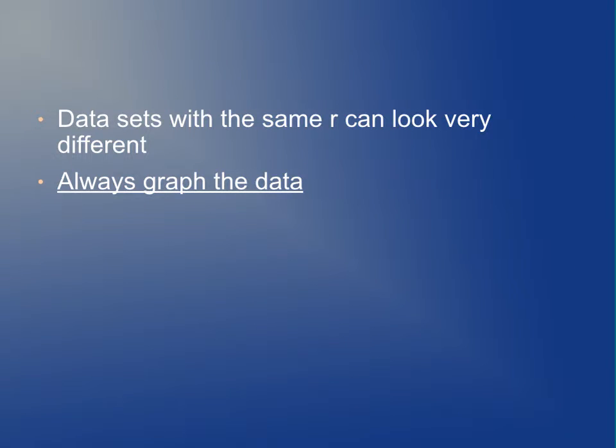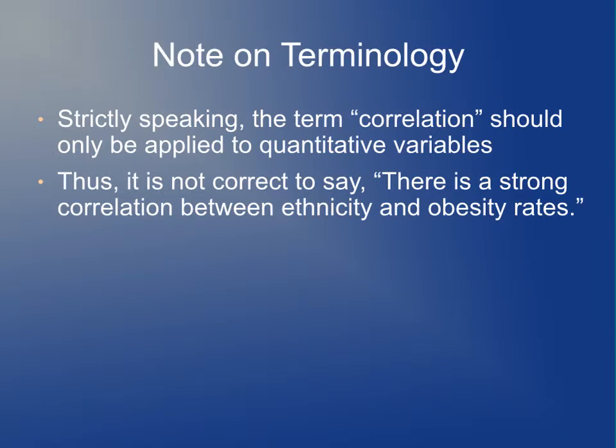Main takeaway from this graph is that it's always a good idea to graph the data when you want to evaluate the association between x and y, rather than just mindlessly calculating R and saying the association is strong or weak. In particular, as I said before, R is extremely sensitive to outliers, so even a small number of outliers can have a huge effect on the graph.